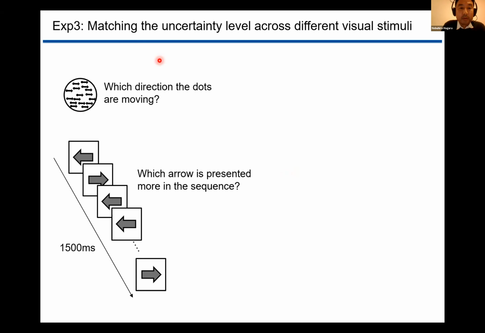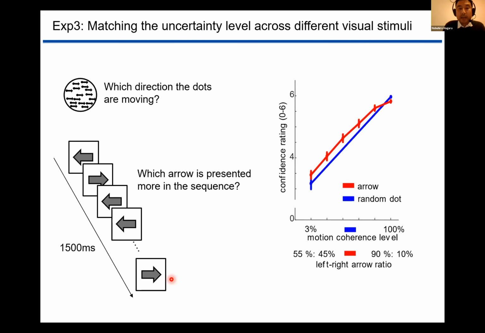We have this random dot motion, where participants judge which direction the dots are moving. We have this arrow stimulus, which is a sequence of left and right arrows. After the sequence, participants have to judge which arrow was presented more in the sequence. For random dot motion, you can change the coherence level to change the uncertainty level. For the arrow stimulus, you can change the left-right ratio. So we want to find an equivalent uncertainty level between these two stimuli.